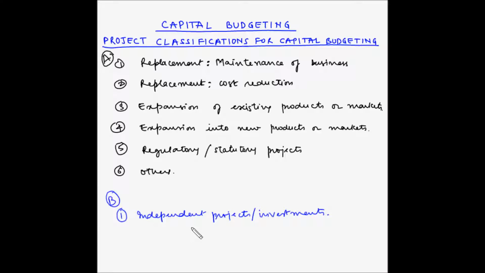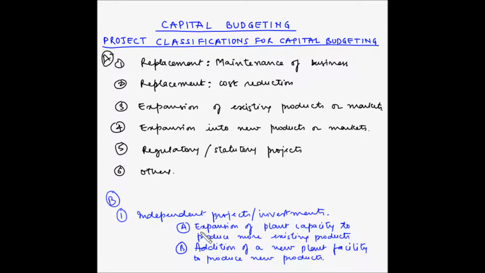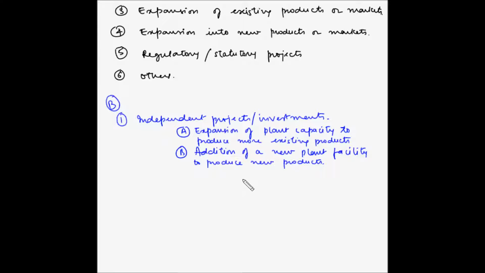Let's say that there are two proposed projects. The first project is expansion of plant capacity to produce more existing products. And the second project is addition of a new plant facility to produce new products. Now both these projects are independent of each other.